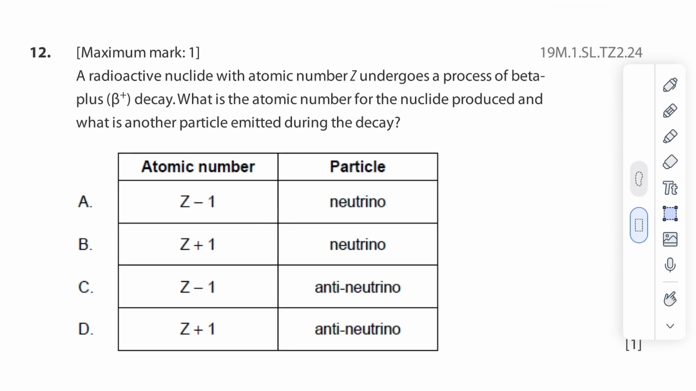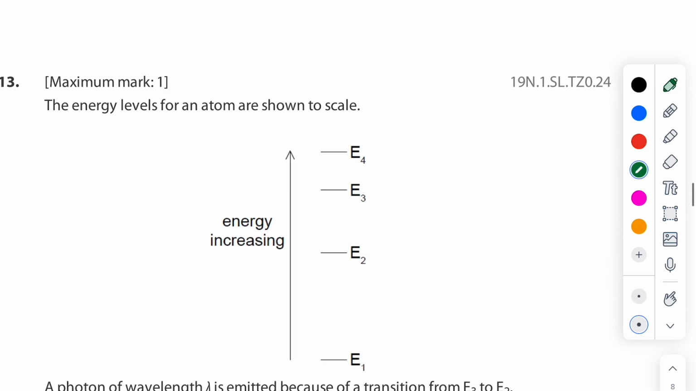Question number 12. A radioactive nuclide with atomic number Z undergoes a beta decay. Whenever there is a beta decay, the atomic number is increased by 1. So the answer has to be either A or B. Now we know that beta decay is always associated with nothing but what? A neutrino. So option A is going to be the correct answer. You need to memorize that beta decay is associated with a neutrino.